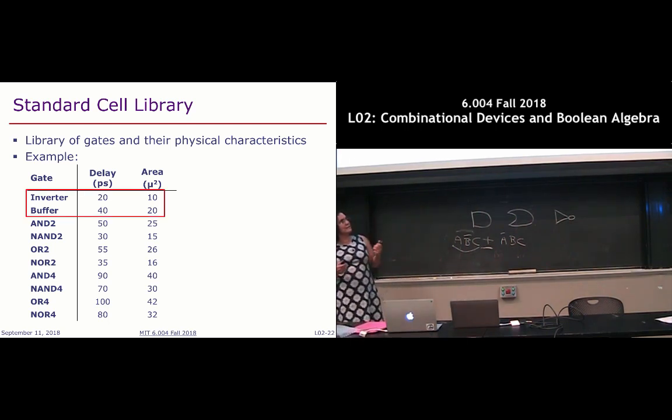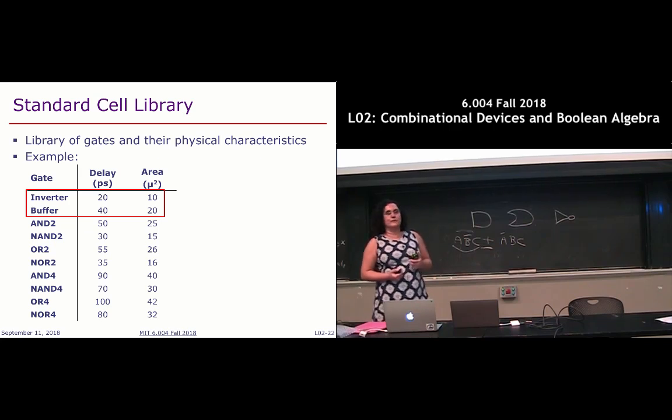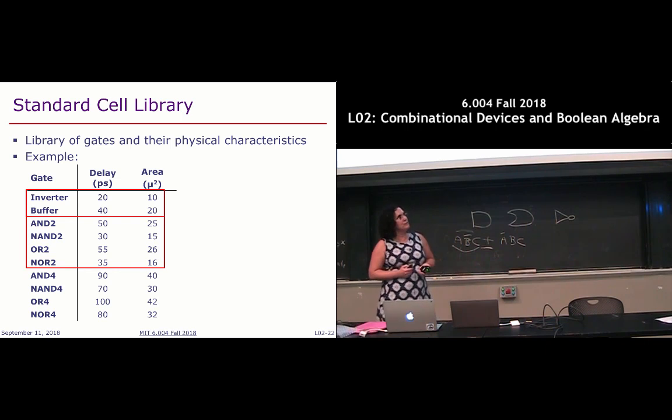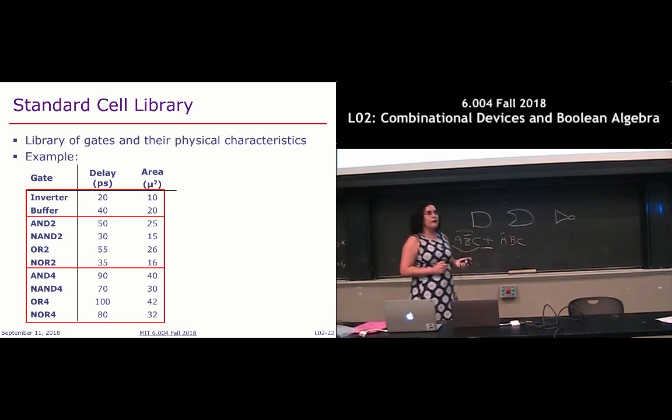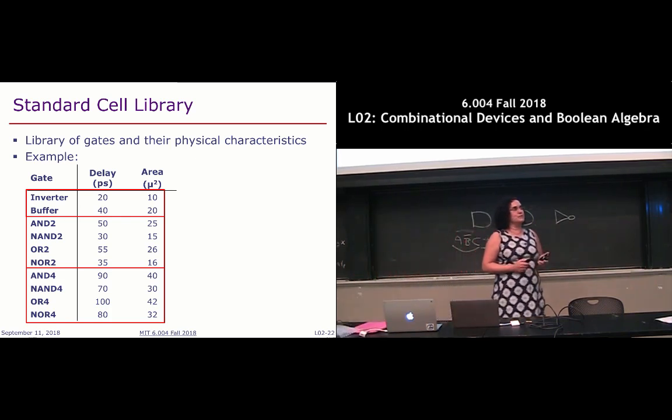So if we look at just the inverter and the buffer, you see that the negating logic, the inverter, is much smaller and faster than the buffer. Similarly, if we look at our two input gates, our negating logic, the NAND and the NOR, are also smaller and faster than the AND and OR. And same thing holds true for our four input gates. The other thing to notice here is that in the four input gates, our delay and our size is larger than in the two input gates.